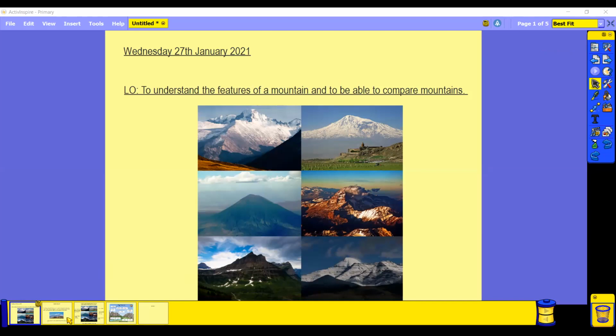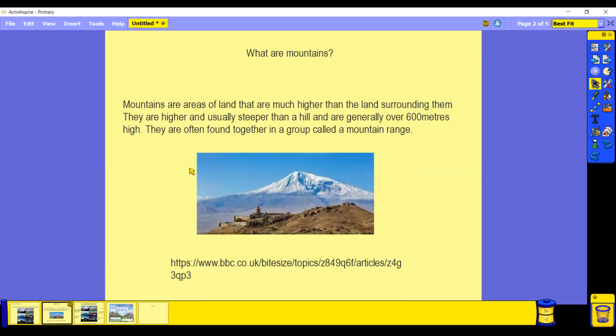Okay, so before we get started with the features, what actually are mountains? Mountains are areas of land that are much higher than the land that's surrounding them. They're also usually higher and steeper than a hill and are generally about 600 meters high. Often they're found together in a group of mountains, which is called a mountain range, but sometimes you can have single summits, so single mountains. We're going to watch a quick video introducing you to mountains, giving you some quick little facts that might help you understand what they are.